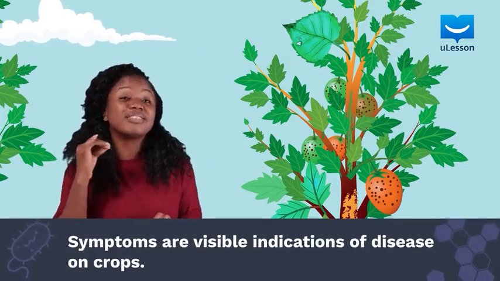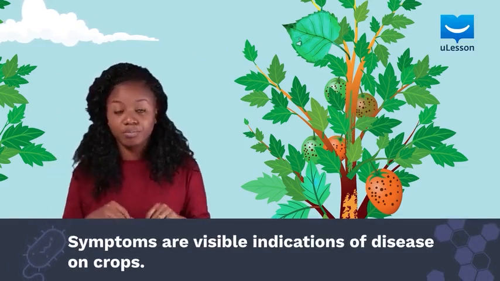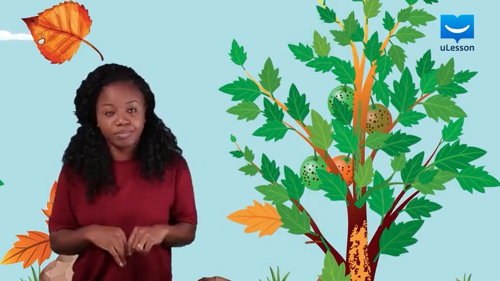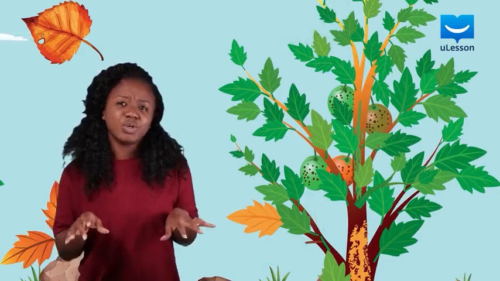Symptoms are visible indications of disease on a crop. Some symptoms include changes in the appearance of the leaves, a change in the shape, and the general function of the crop. Now, you may ask what causes diseases in crops.